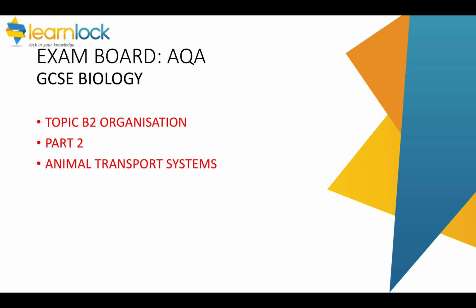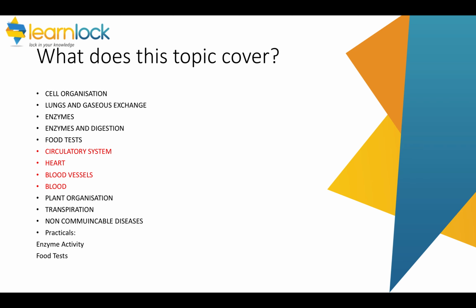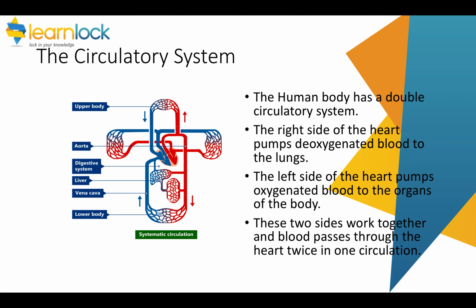Hello and welcome to the GCSE Biology tutorial for topic B2, Organisation. We'll be looking at animal transport systems, including the circulatory system, heart, blood vessels and blood.